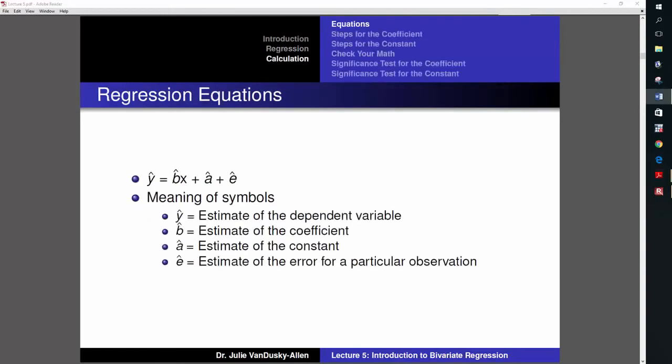There is one final modification we make to the equation for a line in bivariate regression. We will place hats over y, b, a, and e to indicate that we are making estimates of y, b, a, and e. We cannot tell from a sample what the true y, b, a, and e are. Instead, we make an estimate of what they are based on our sample.